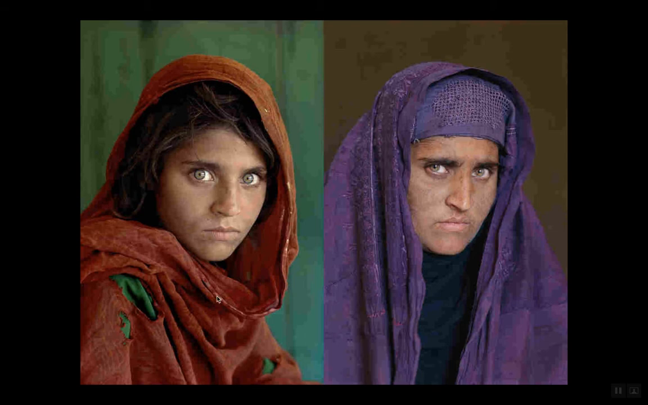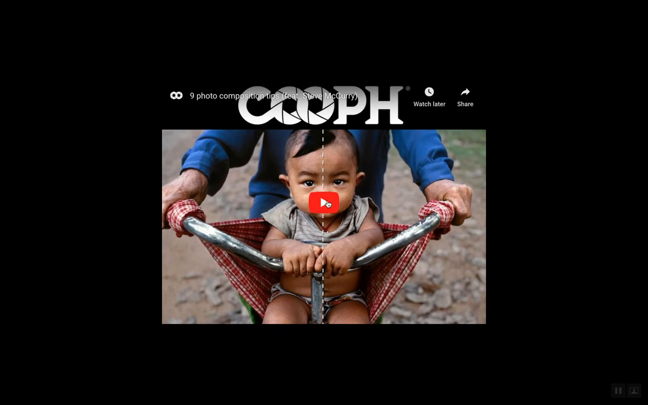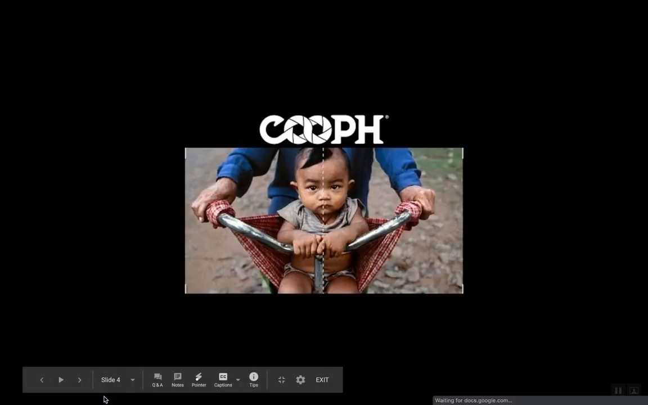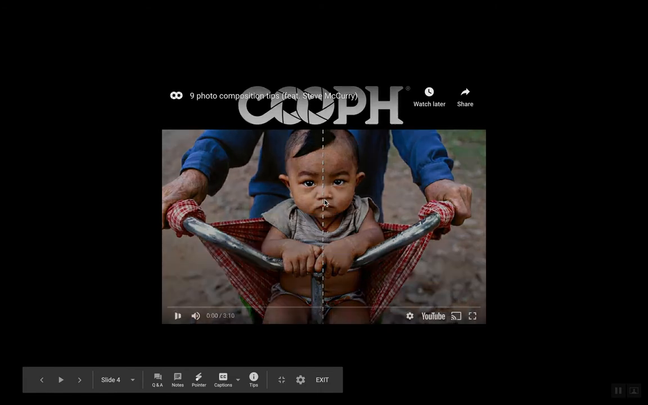It's pretty interesting. Okay, so we're going to use a video with Steve McCurry's photos to explain these 9 compositional tips. It's going to go kind of fast, but we can replay it if we need to. There we go.